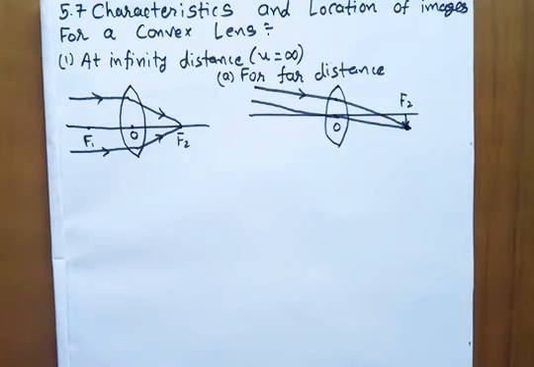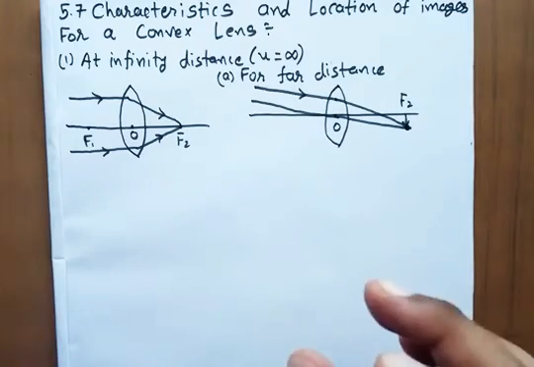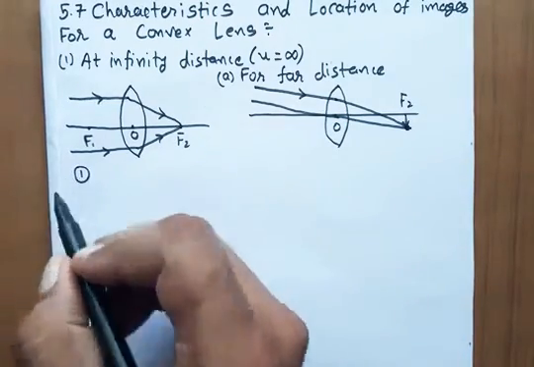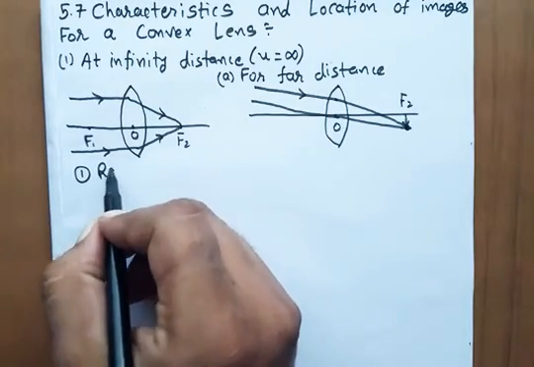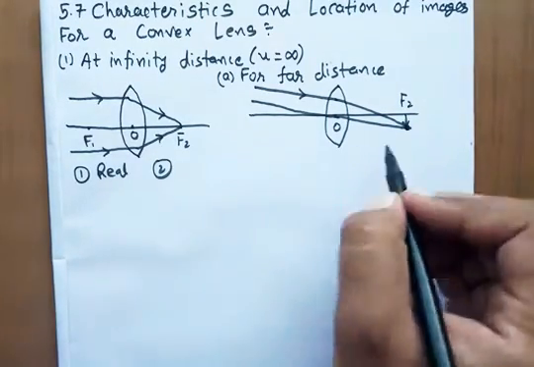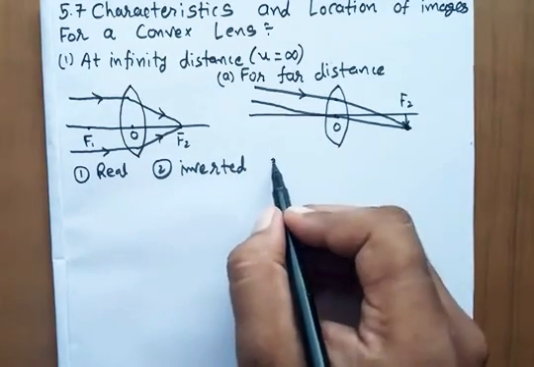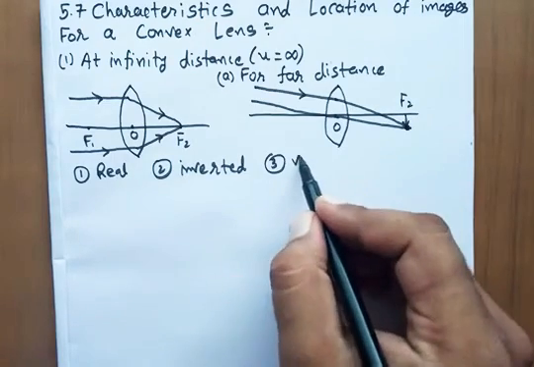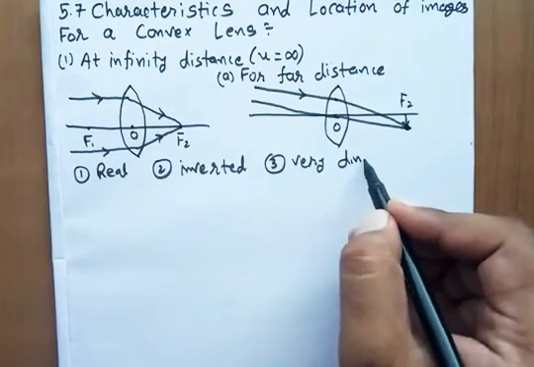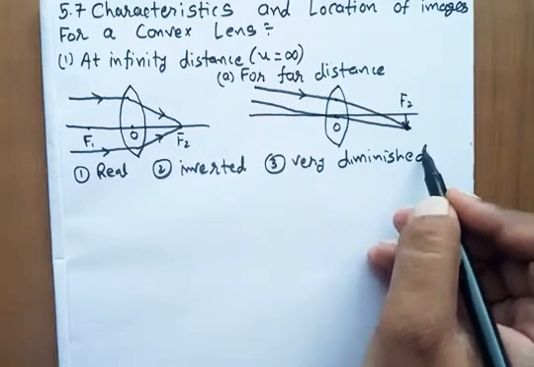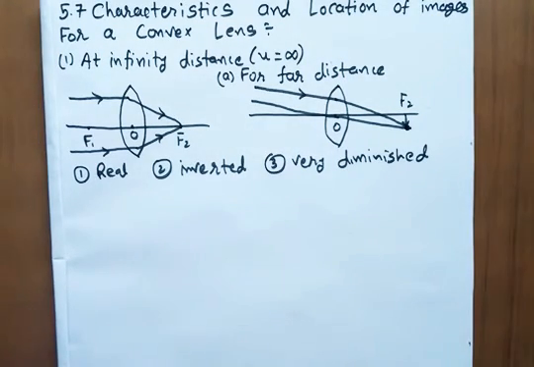If I write the characteristics of the image, the first is that it will be real. The second is that it is inverted, ulta. And the third is that it is very diminished, because the object is bigger but the image is very small. So that's the first classification.